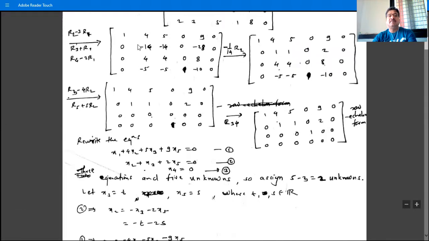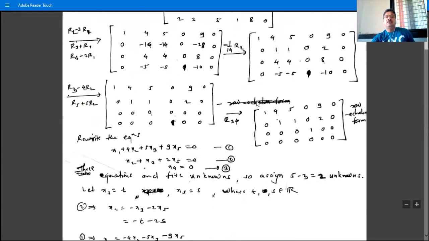We have to reduce this element to 1. So we have this as the second row, the remaining rows as it is. Then we have to reduce this 4 and minus 5 to 0. So the operation is R3 minus 4 R2 and R5 plus 5 R2. So we have the first row, second row as it is, the third row is 0, 0, 0, and this one is as it is, 0, 0.